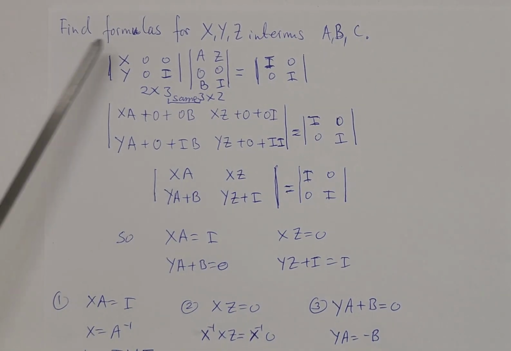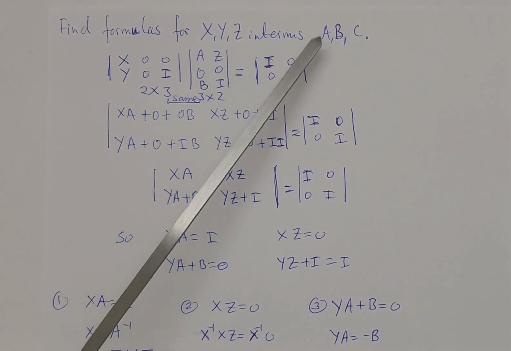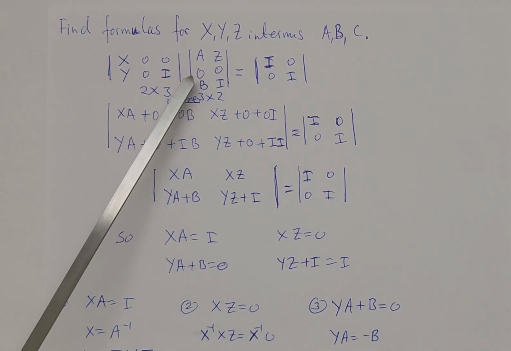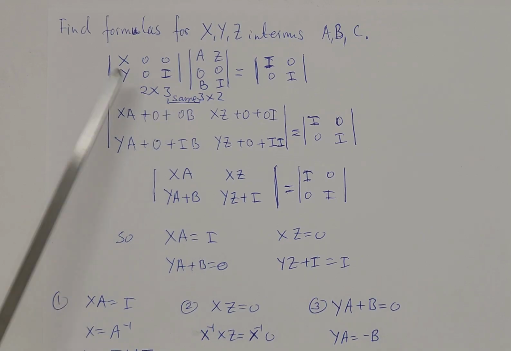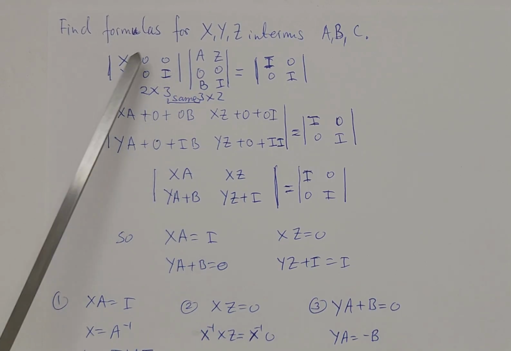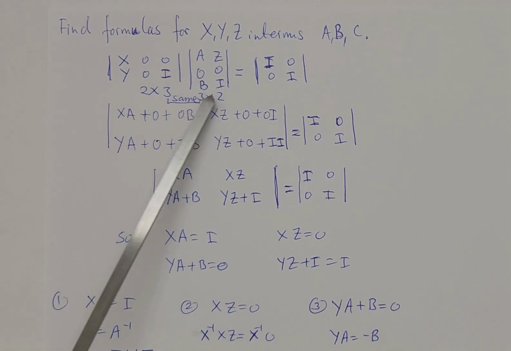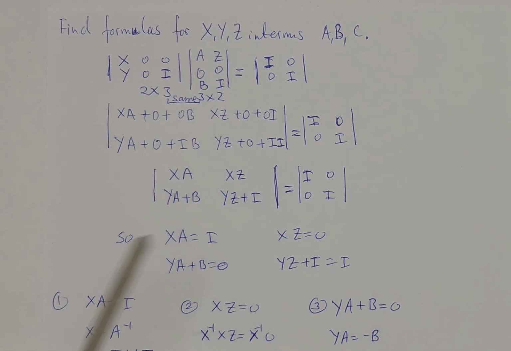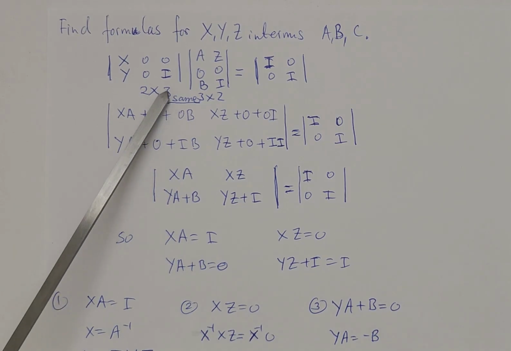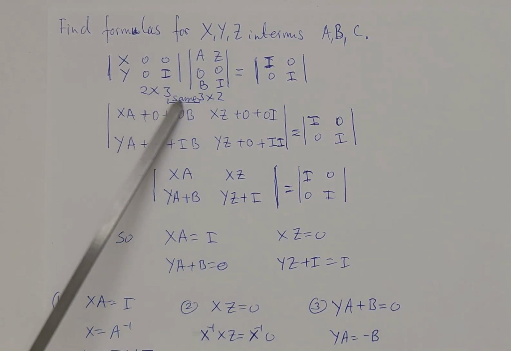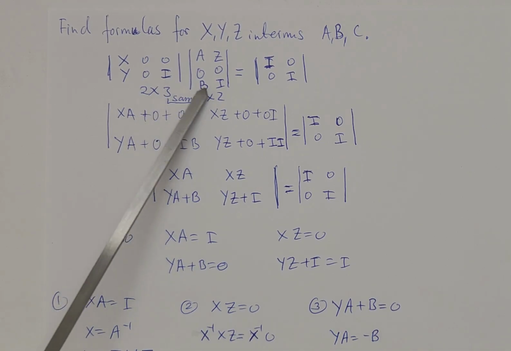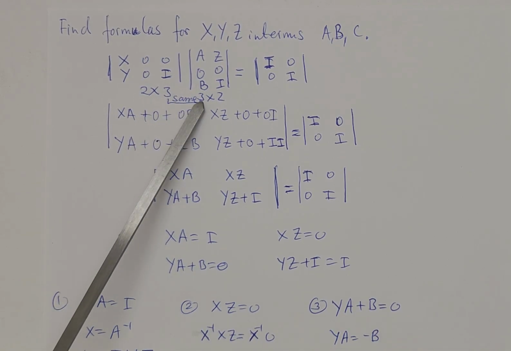This lesson, find the formula for x, y, z in terms of a, b, c. Here I have a 2 by 3 matrix and a 3 by 2 matrix: 2 rows, 3 columns, and 3 rows, 2 columns. When you multiply matrices, this number here and this number here should be the same, so that we can multiply.